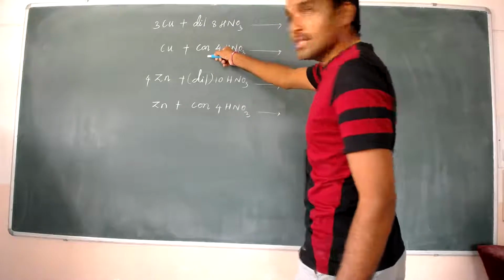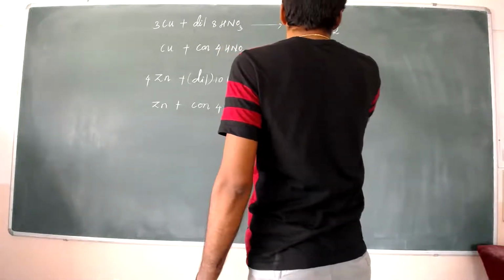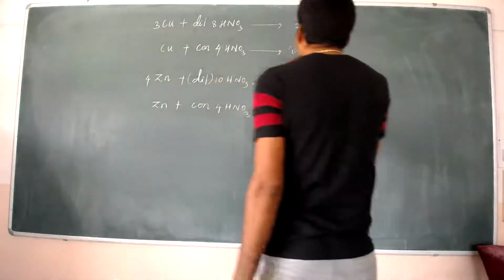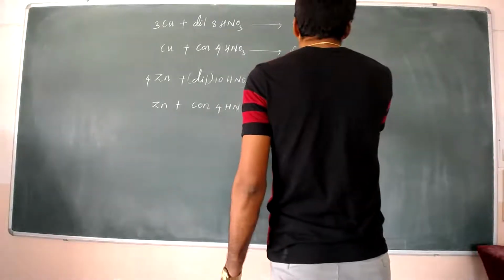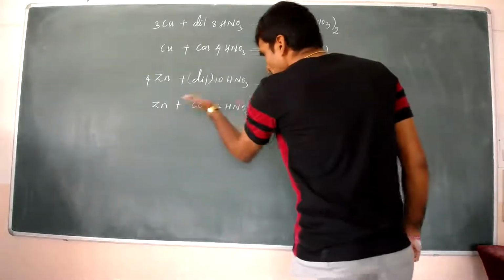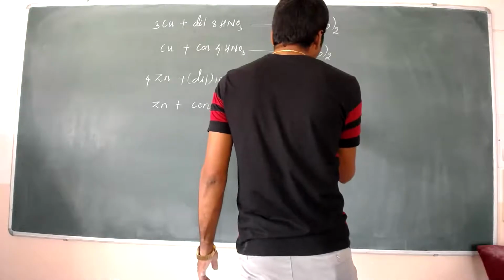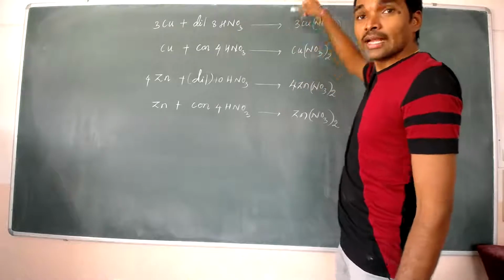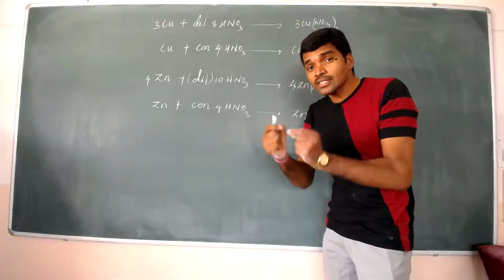Whether dilute or concentrated, copper nitrate will be formed. With zinc in the diluted acid also, 4 moles of zinc nitrate, Zn(NO3)2, will be formed. And zinc with concentrated acid also forms zinc nitrate. Whether concentrated or diluted, nitrates will be formed. But where is the difference?